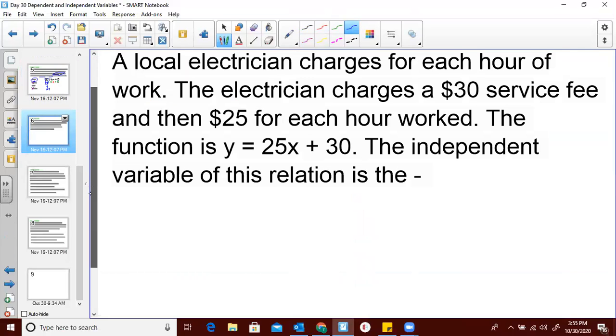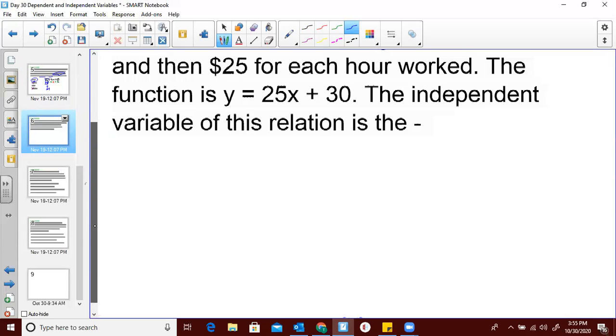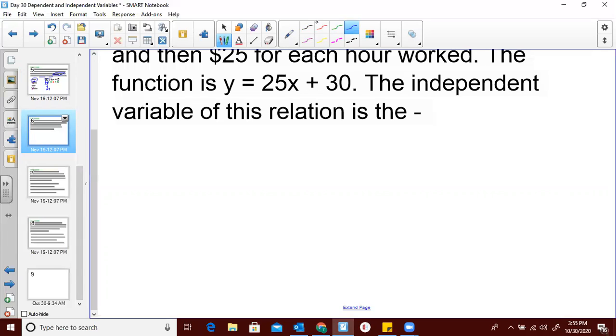All right, a local electrician charges for each hour of work. The electrician charges a $30 service fee, and then $25 for each hour worked. The function is y equals 2x plus 30. The independent variable of this relation is what? Right, so we are looking for our independent variable. And this one's actually pretty easy because they leave it with y and x.